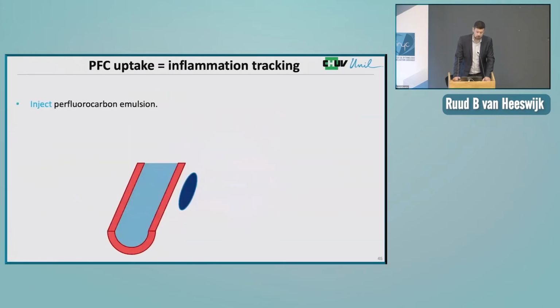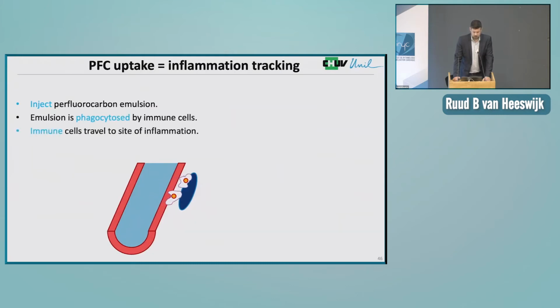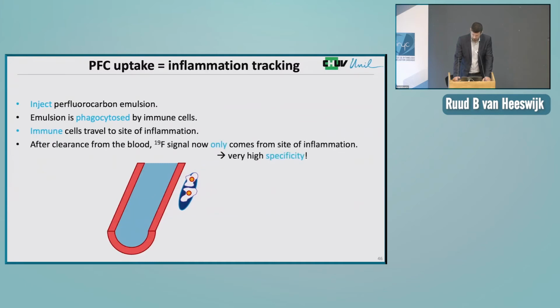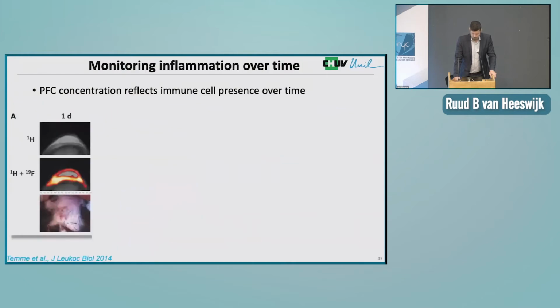And what I'm always interested in is injecting the perfluorocarbon emulsion, seeing that it's taken up by immune cells, then having these immune cells travel to some site of inflammation, and then waiting for it to be cleared from the blood, which happens in a day or so. So you inject it one day, you image the next day, and then you image inflammation. Then the really cool and unique thing of perfluorocarbon is that it reflects the immune cell presence over time.